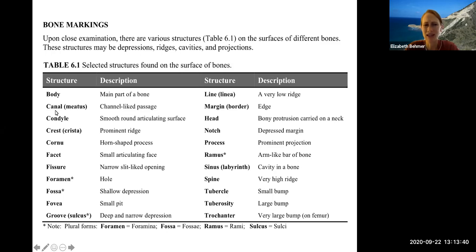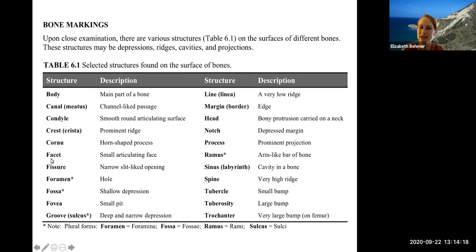If any bone has a canal or a meatus, that means there's a channel-like passage or a hole that usually a nerve or a blood vessel goes through. If a bone has a condyle, this means it has a smooth, round, articulating surface, so we call that a condyle. A crest or crista is a prominent ridge. So you have a crest on your hip bone, the iliac crest. A cornu is a horn-shaped process. Your hyoid bone, which sits near your trachea, has cornua.